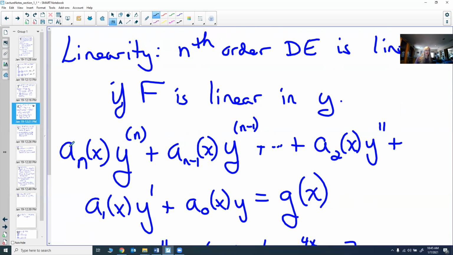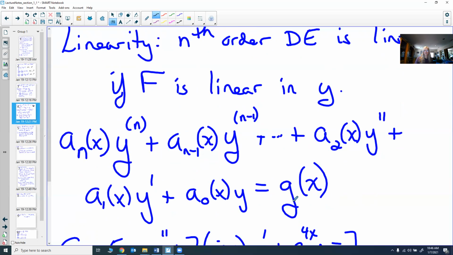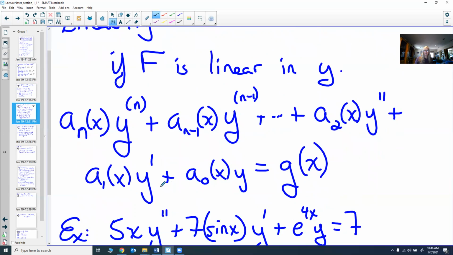So we would think of having some function of x as a coefficient times the nth derivative, plus a different function of x times the n minus first derivative, all the way down to a different function times the second derivative, plus a different function of x times the first derivative, plus a function of x times y, is equal to some function, we call it g of x. Again, all these coefficients are functions of x, even this g of x is.